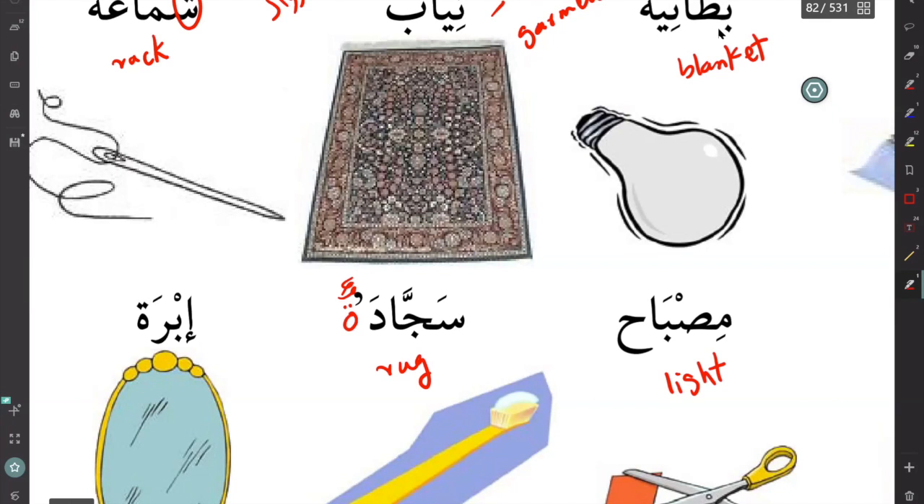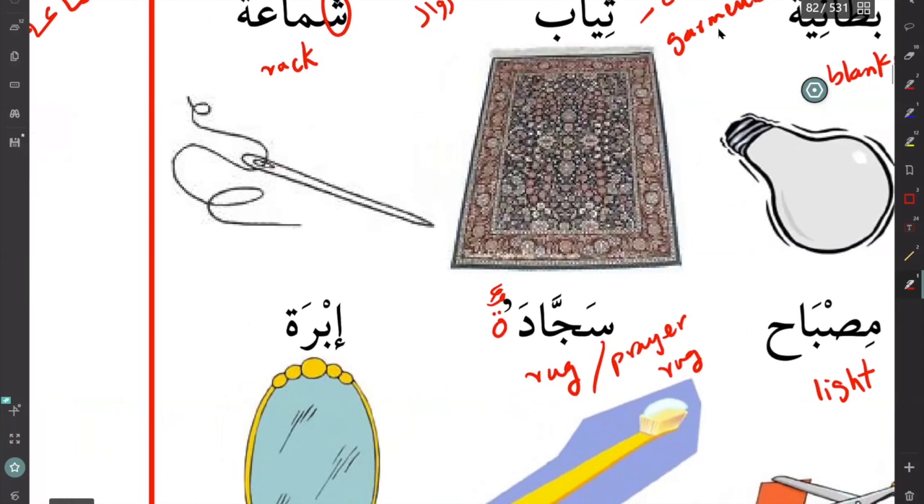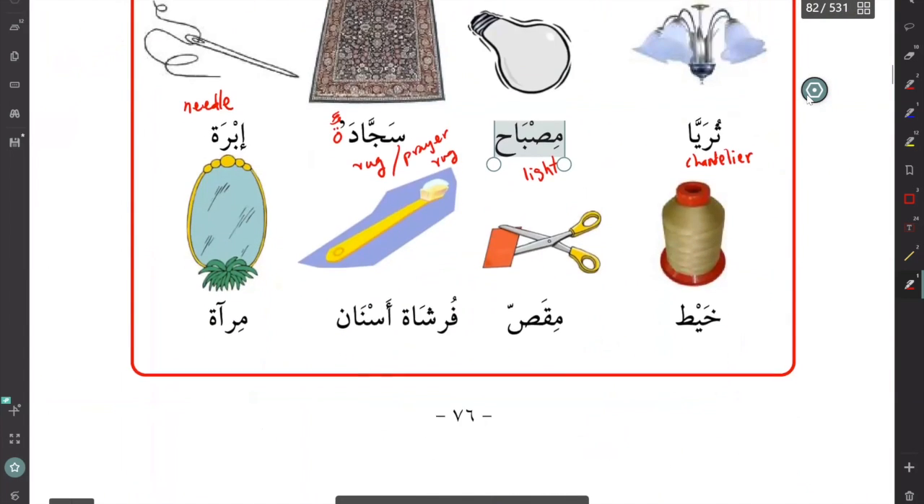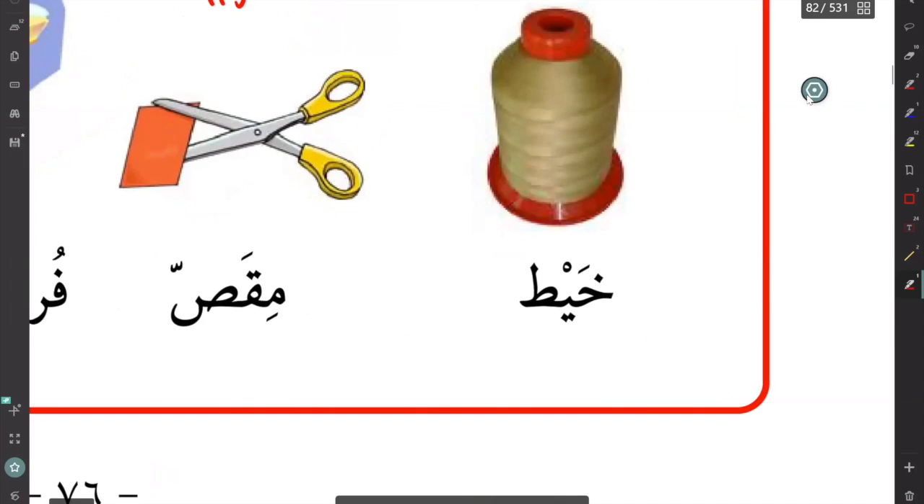It can be any kind of rug. It can also be a prayer rug. You know, you have a prayer rug. You can also say sajjada. It can also be prayer rug. Okay. Then with ibra. Ibra is your needle. Okay, ibra is your needle. Needle. And khayt. Khayt is thread or string.